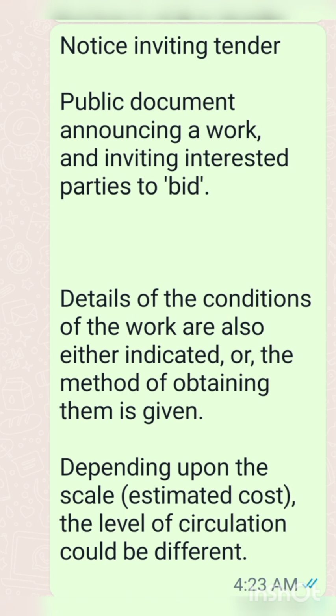Notice inviting tender: a public document announcing a work and inviting interested parties to bid. Details of the conditions of the work are also either indicated or the method of obtaining them is given. Depending upon the scale and estimated cost, the level of circulation could be different.